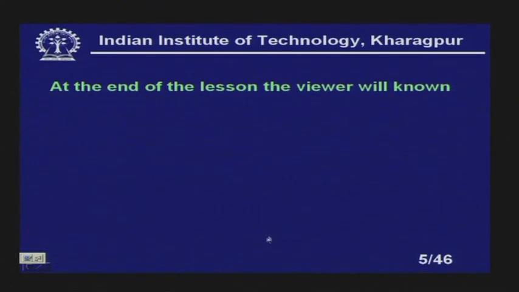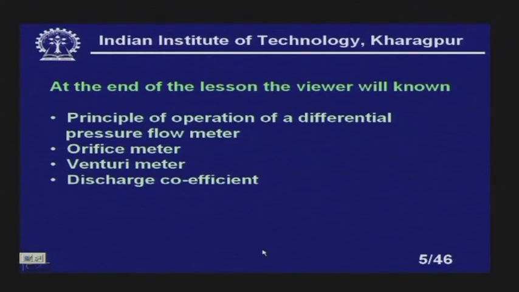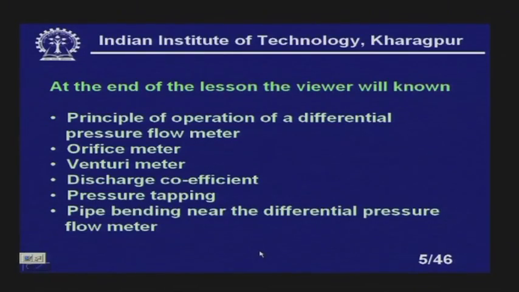Now, at the end of this lesson, the viewer will know the principle of operation of a differential pressure flow meter, orifice meter, venturi meter, discharge coefficient of a venturi meter or orifice meter, then pressure tappings. There are various pressure tappings available that will be discussed. Pipe bending near the differential pressure flow meters, because whenever you are using any differential pressure flow meters, there is a restriction of the pipe bendings both upstream and downstream, that you must look at, right.